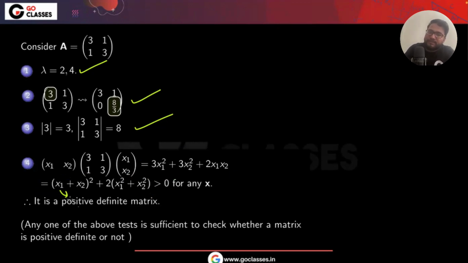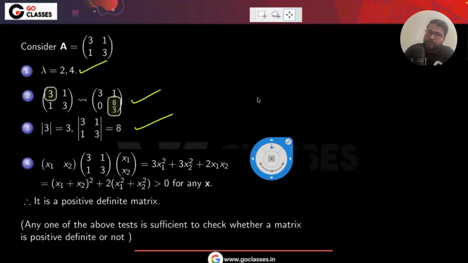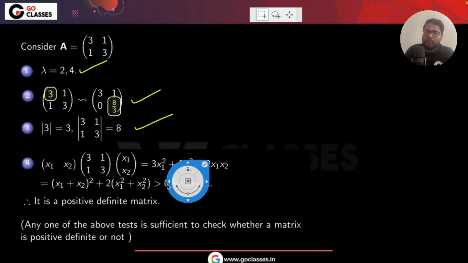Now tell me, is this expression always greater than 0 for any x? The answer is yes, right? Obviously, x is not 0. I'm trivially saying that x is not 0. So if you put any x, since this is a square, and these are also square terms, obviously it is positive. Is this okay to everyone? Let me know that this expression is always positive.